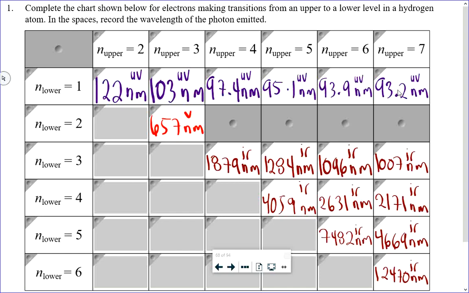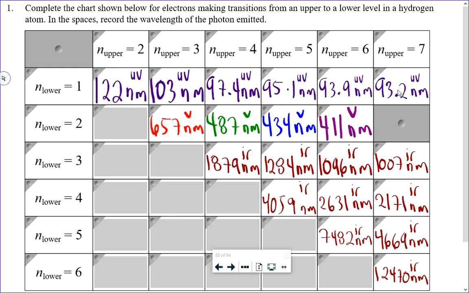It's visible. And when I go 4 to 2, well, guess what? I get that next wavelength in that visible series that we were looking at. And it happens to be green. Then I get 434, which happens to be blue. Then I get 410, 411, which is that color we can't, I don't want to say you can't see the color. You can see the color.